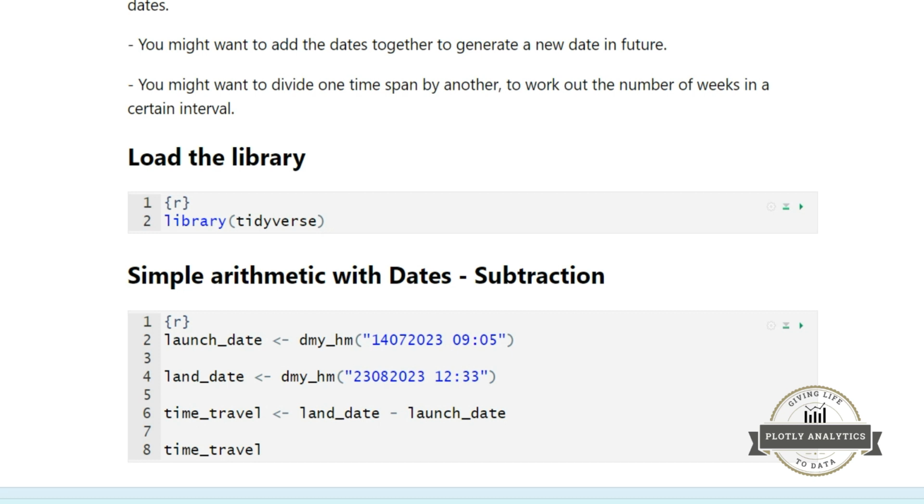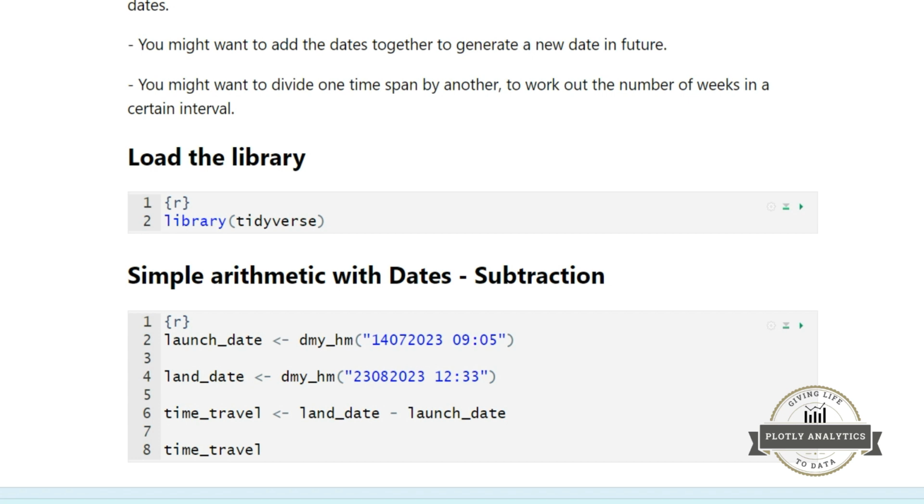Let's do some simple arithmetic with dates. Now, let us recall a significant event that occurred in August 2023, which made India a proud nation in space technology. On 23rd of August 2023 at 12:33 UTC, the spacecraft named Chandrayaan-3 successfully landed on the moon, making India the fourth country in the world to do so.